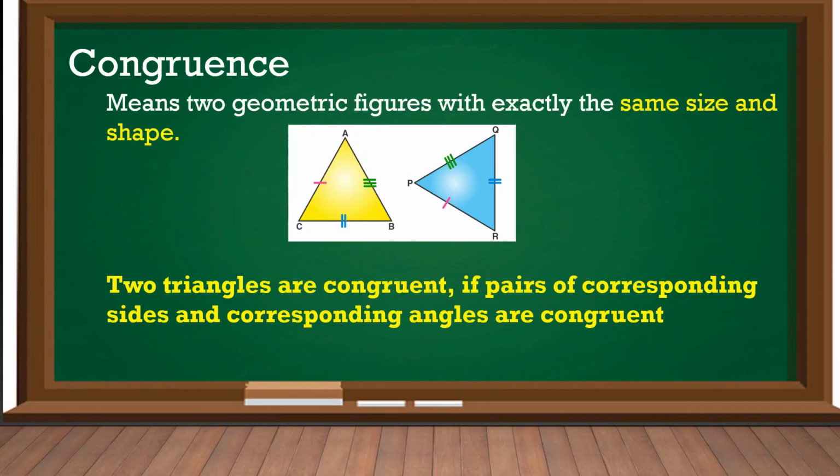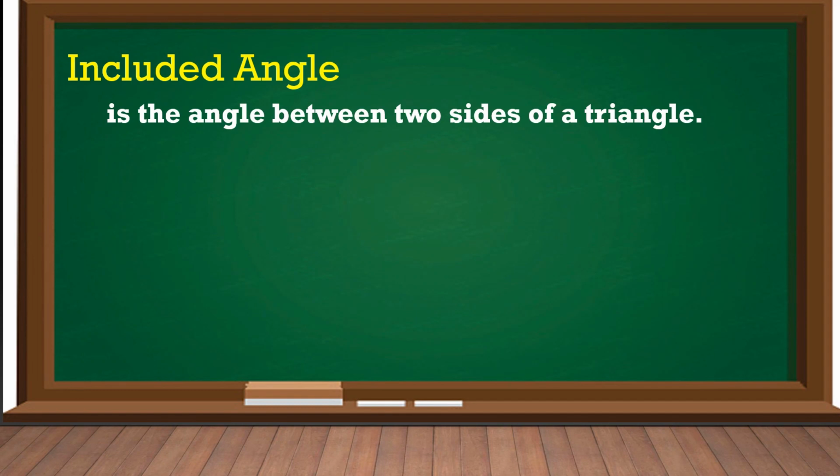How far do we need to know in order to prove that these two triangles are congruent? Before we do that, let us first identify the parts of a triangle in terms of their relative positions. We have first the included angle. Included angle is defined as the angle between two sides of a triangle.